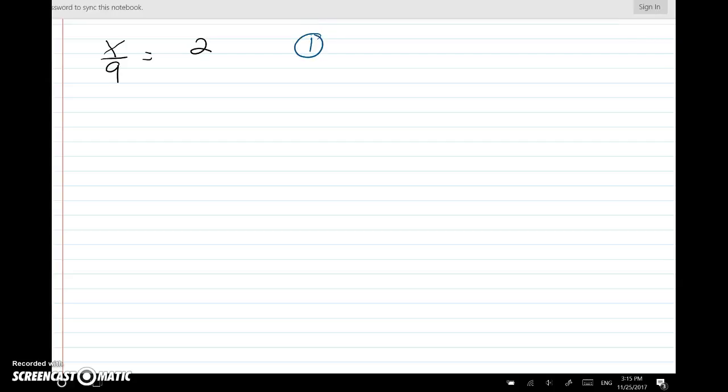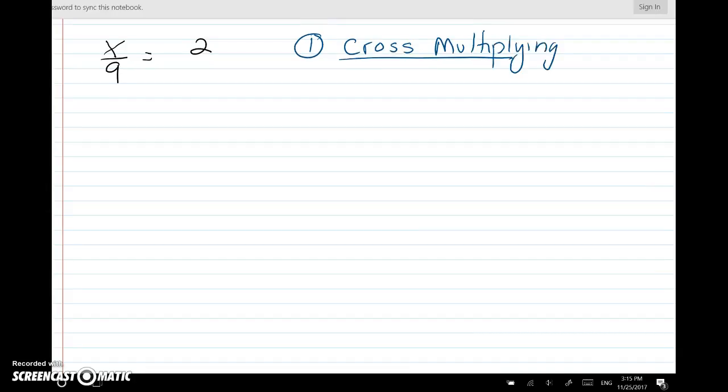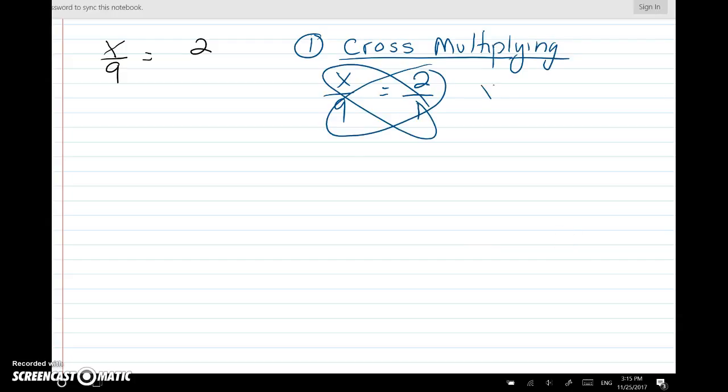First way to do this, we can do it by cross multiplying. If we do it by cross multiplying, we put the 2 over 1, because anything over 1 is itself, and we cross multiply. So we get x times 1, which equals x, and 2 times 9, which is 18. So here x equals 18.